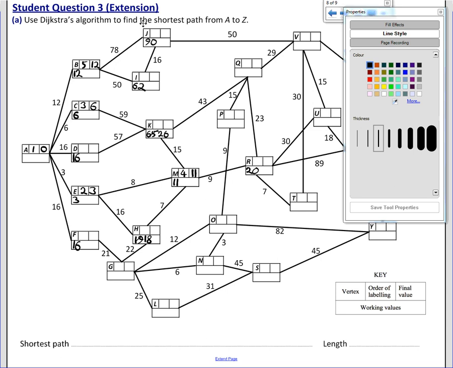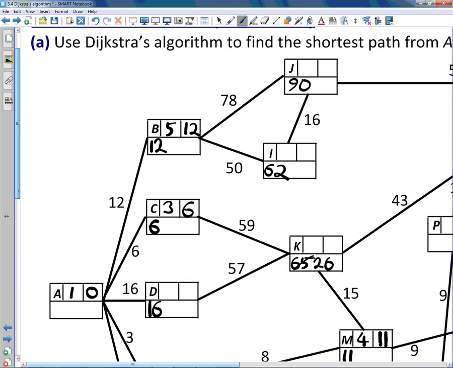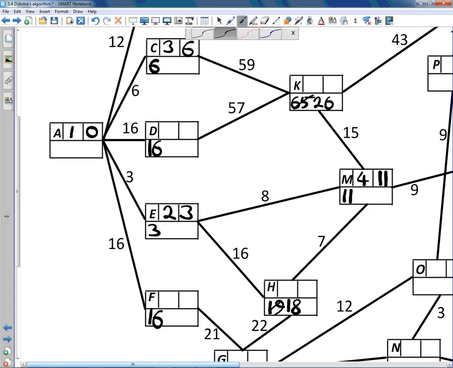K is 26, but our H, I think, is going to be the winner. No, F. You really got F and D, 16. We've got to have a good look around, look at each unconnected vertex. So one of those 16s is going to go next. It really doesn't matter which one you pick, you choose yourself. I'm going to pick D, just going in alphabetical order, really. So the D gets the permanent 16.